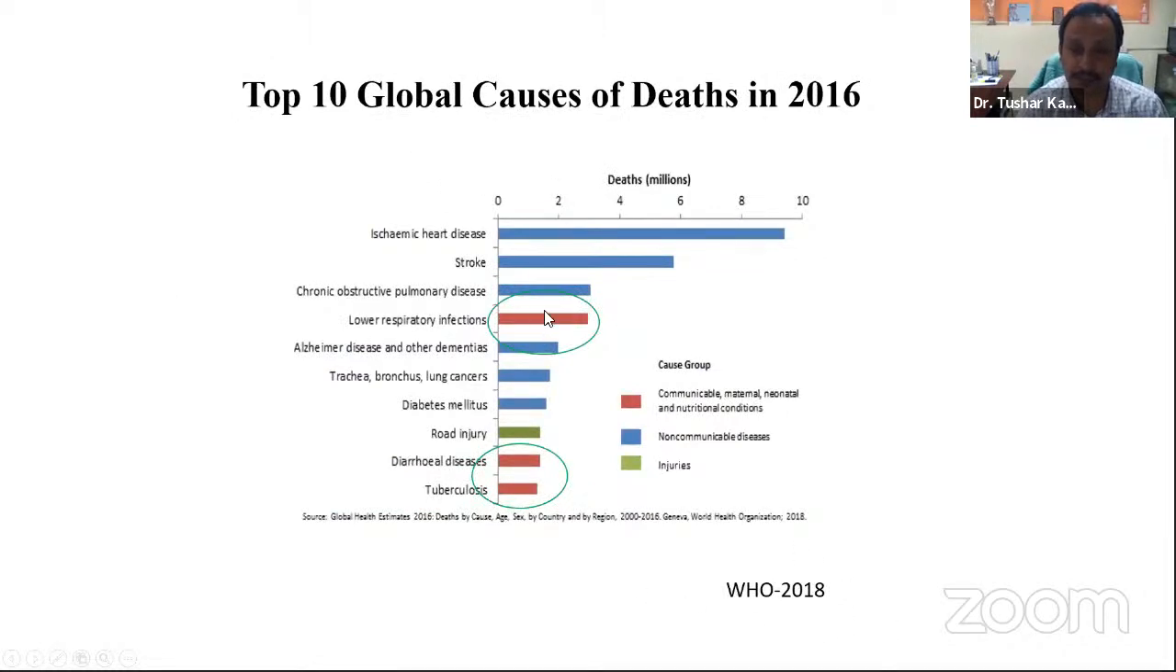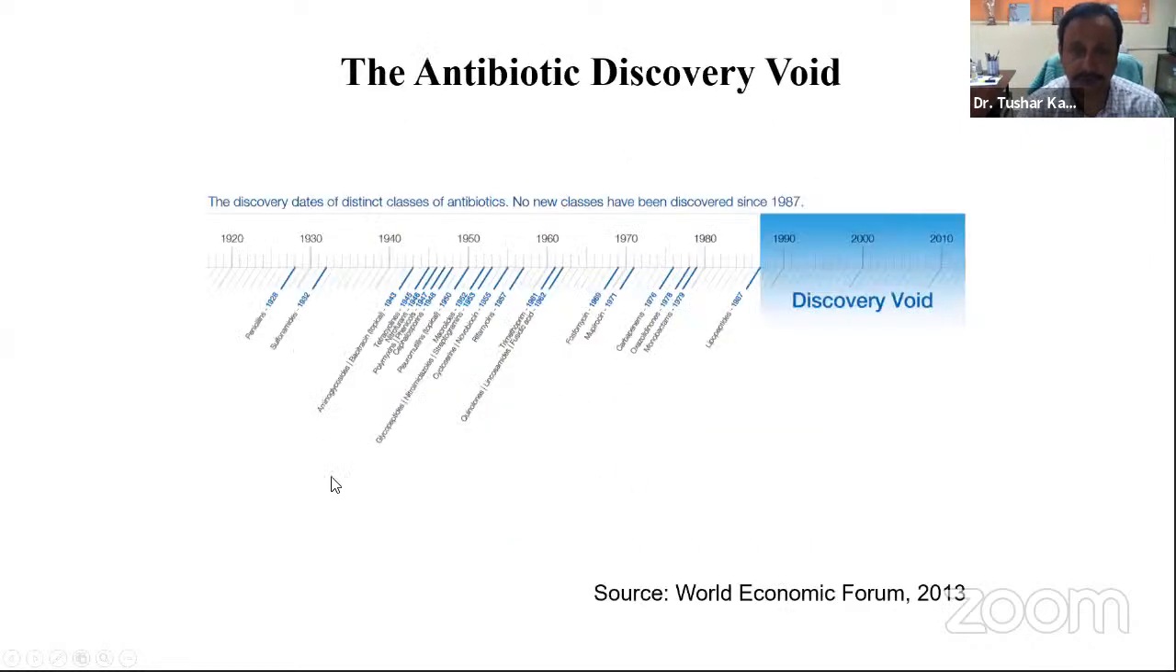Now this is recent data by WHO in 2018. You can see the top 10 global causes of death, and out of this top 10, 3 are due to infectious disease. You can see tuberculosis is number 10. But that is not the major concern. The major concern is that if you look at antibiotic discovery, there is an antibiotic discovery void after 1990. No new antibiotics have been discovered.